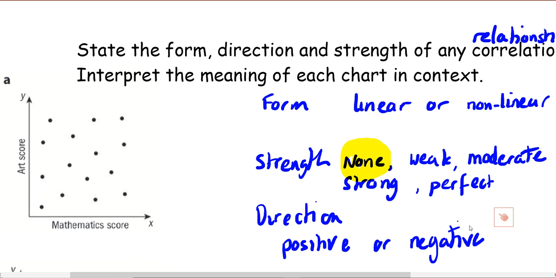No. Why? Because as you can see with this graph, there's no correlation. Exactly. So terrible. I would find it almost impossible to predict your art score, and this is where we talk about interpreting the meaning of each chart in context. This person, how would you describe them? Pretty good at math, but sucky at art. Thanks for putting your hand up, Kieran. Pretty good at math, not so good at art.